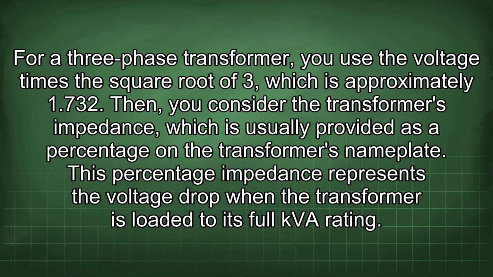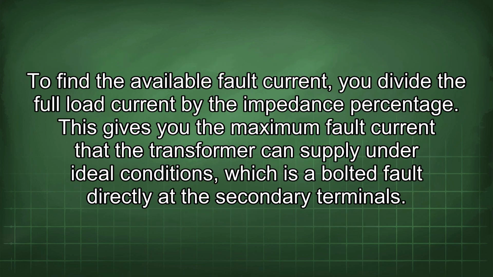Then, you consider the transformer's impedance, which is usually provided as a percentage on the transformer's nameplate. This percentage impedance represents the voltage drop when the transformer is loaded to its full kVA rating. To find the available fault current, you divide the full load current by the impedance percentage. This gives you the maximum fault current that the transformer can supply under ideal conditions, which is a bolted fault directly at the secondary terminals.